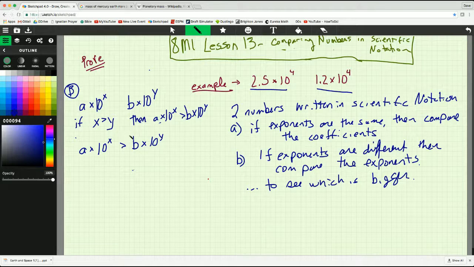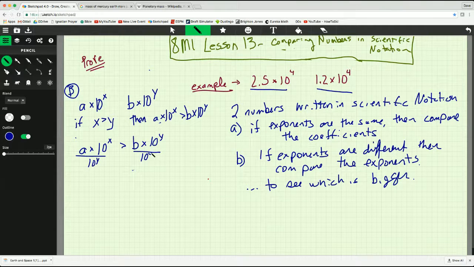Okay, so if x is greater than y, one thing that I can do is divide both sides by 10 to the y. And that's a positive number. So I'm going to divide both of these by 10 to the y. Whoops, not 10y, 10 to the y.